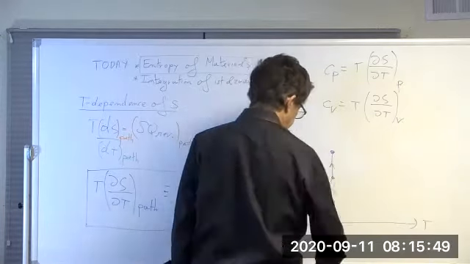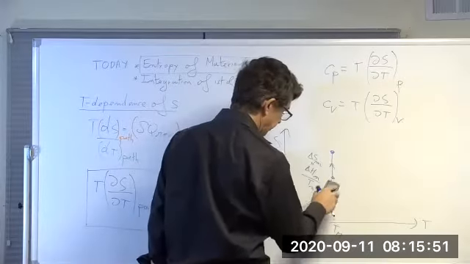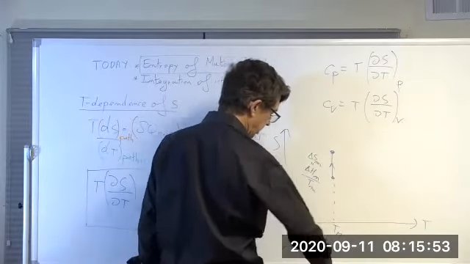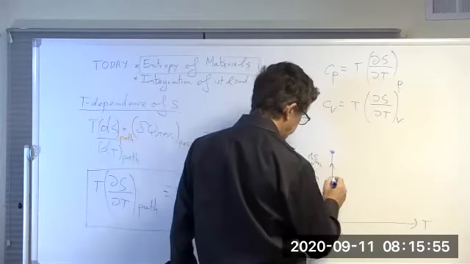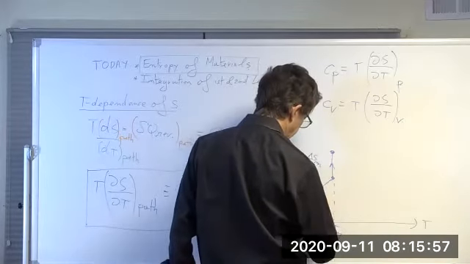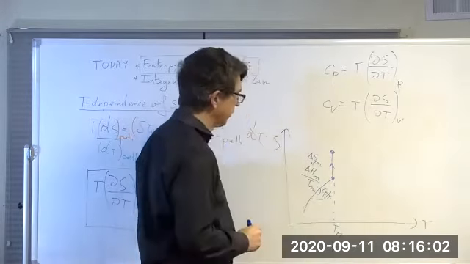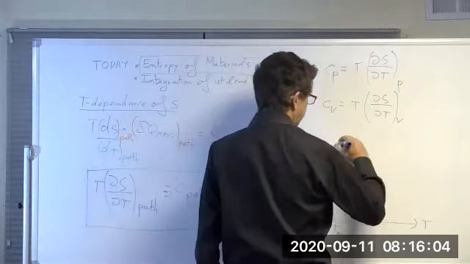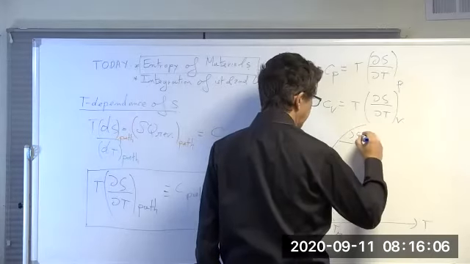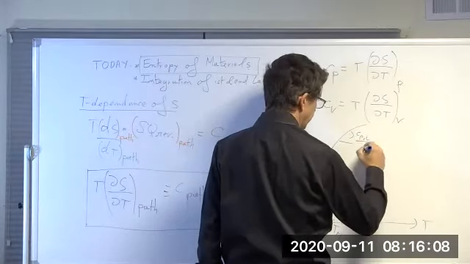You know what? I've drawn the curvature wrong here. This is typically more concave. And then this continues in the liquid, and you would have Cp liquid divided by T.